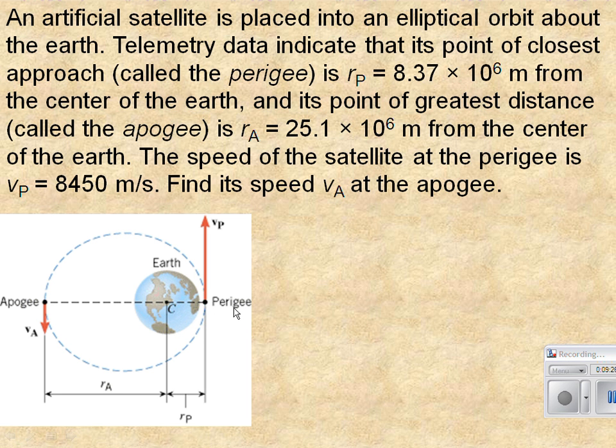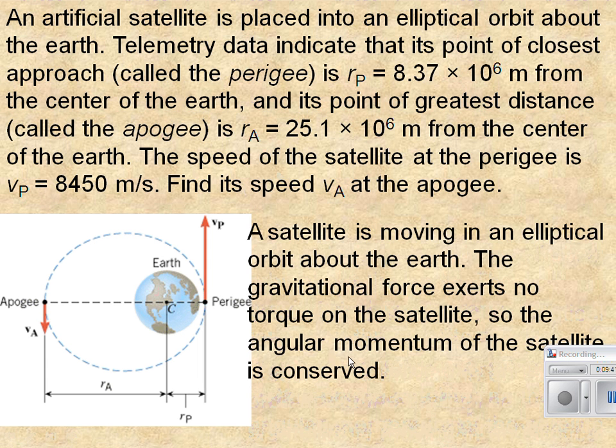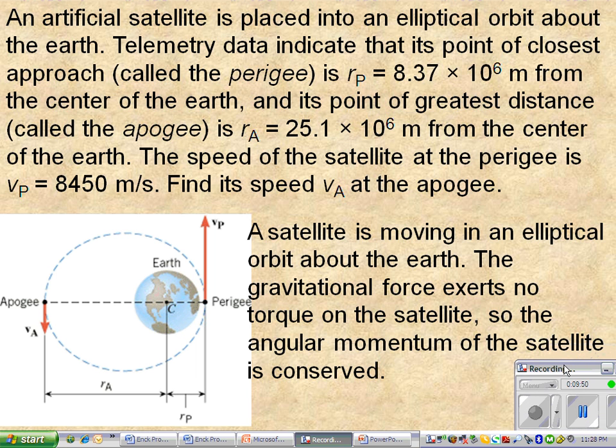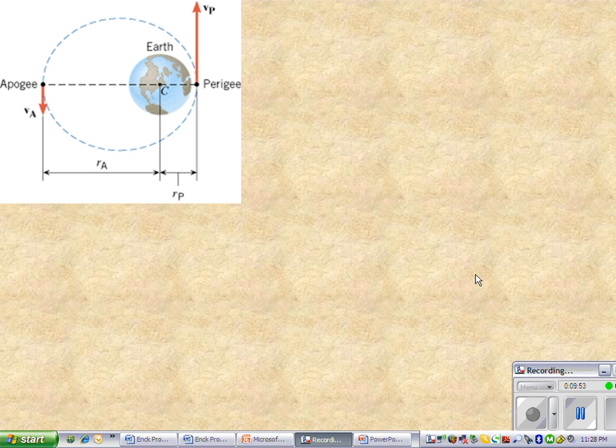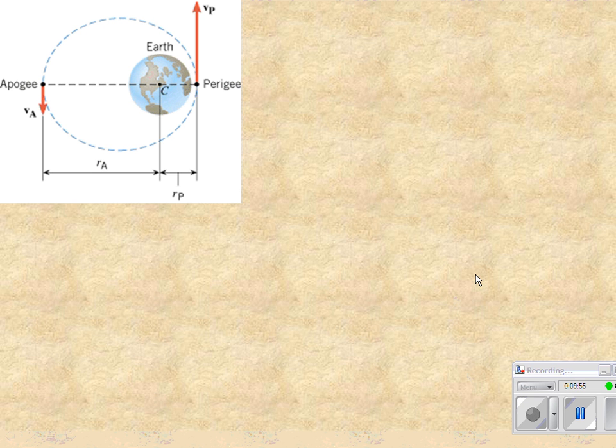We have the satellite, which, when it's closer to the Earth, has a smaller rotational inertia, so it has a faster angular velocity. Now you have these different givens shown here, but what we really know is that for a satellite moving in an elliptical orbit about the Earth, the gravitational force exerts no torque on the satellite, so the angular momentum of the satellite is conserved.